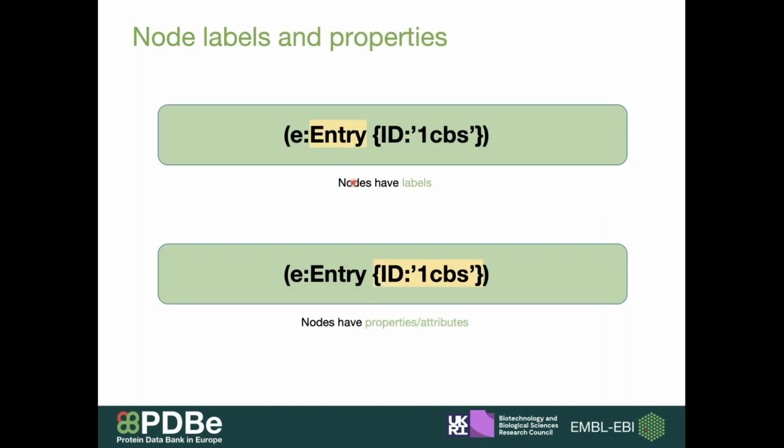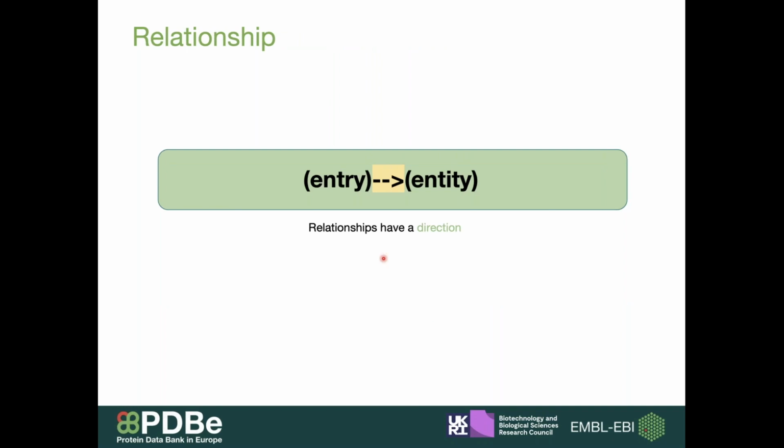As we have seen before, nodes have labels, so in this case, it is entry. Also, nodes store data in the form of properties, which are key value pairs and are enclosed in curly brackets inside a node pattern. Now we have nodes, and we want to create connections between them.